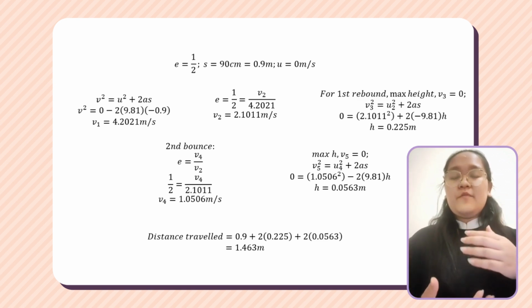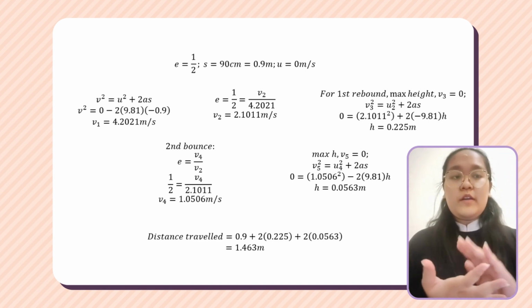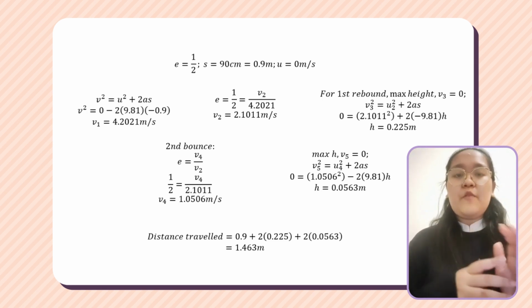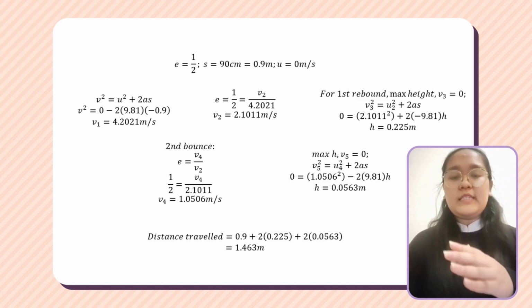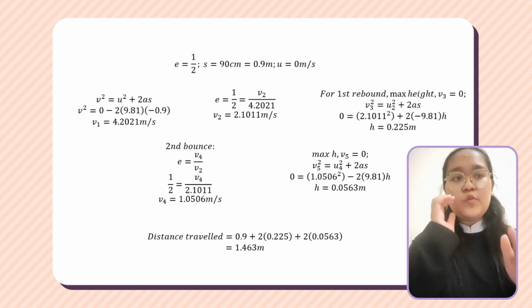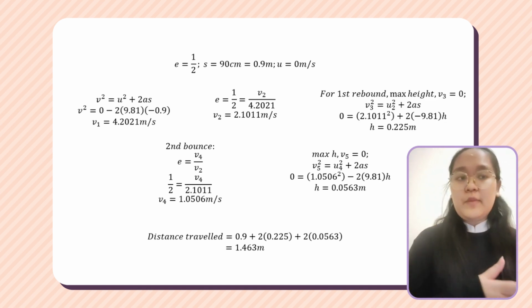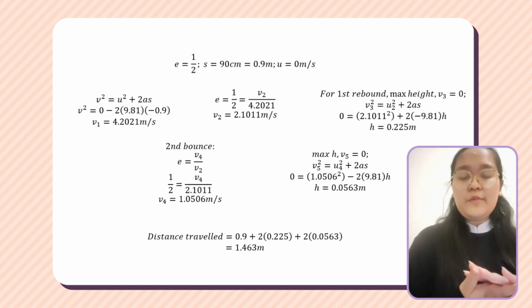Next, we use the formula for coefficient of restitution, which equals v over u. And then we equate it with our given value of e, which is 1/2. So here 1/2 equals V2 over 4.2021. V2 here is our final velocity after the first bounce, and like I said before, the V1 is our U2, which is the initial velocity for after the first bounce. And then we get our V2 equals 2.1011 meters per second.